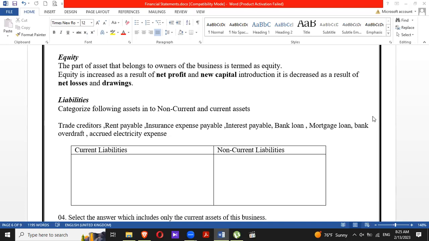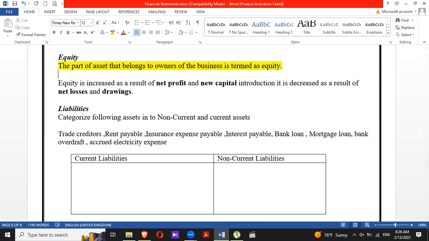Next one, equity. We are discussing the elements in a statement of financial position. First, we discussed assets. Now we are going to discuss equity. If we define equity, the assets which belong to the owner are called equity. The part of assets that belongs to the owner, we call equity. Once I told you that equity basically consists of 5 things.